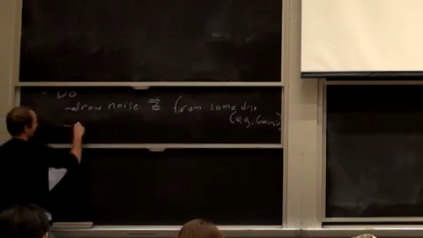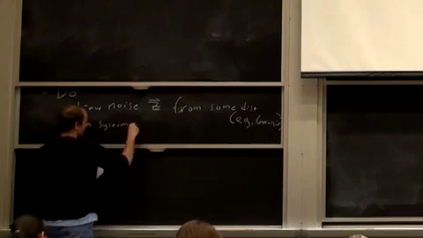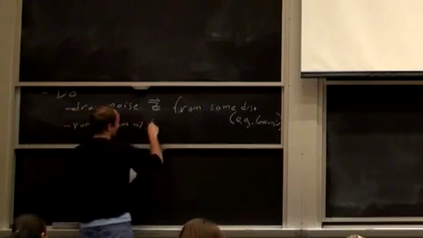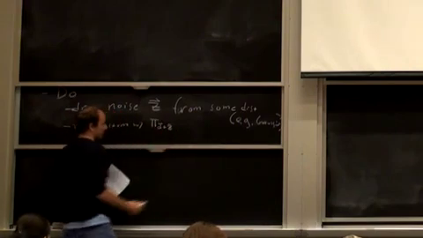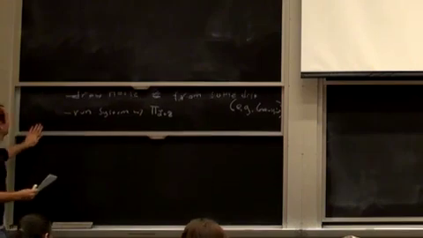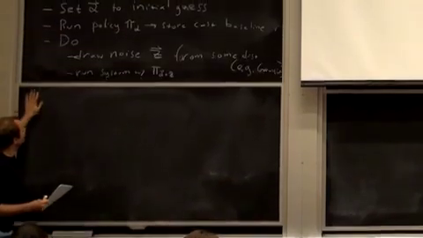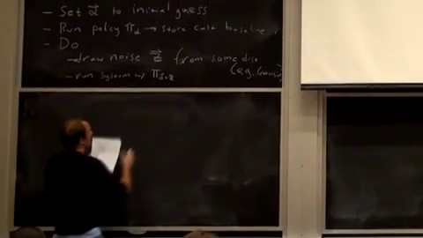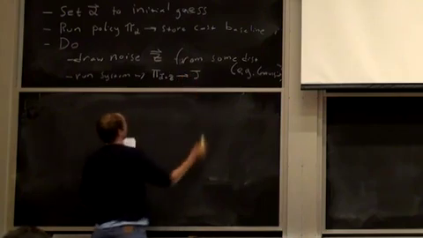Run system with pi alpha plus z, right? So this is when we're evaluating how well that policy does. And then we'll store this, we'll just store it in J.